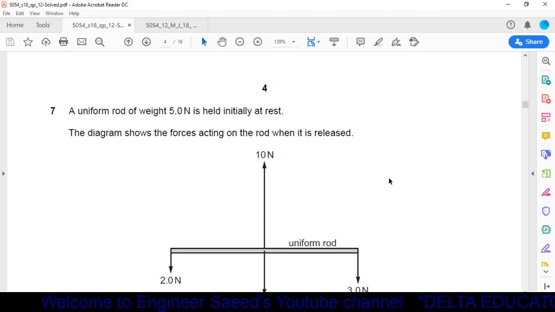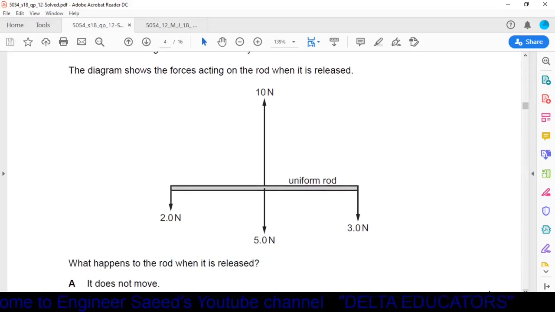Question number 7. A uniform rod of weight 5 Newton is held initially at rest. Okay, it is a rod. It is at rest. The diagram shows the forces acting on the rod when it is released. Okay, then it is released. What happens to the rod when it is released?